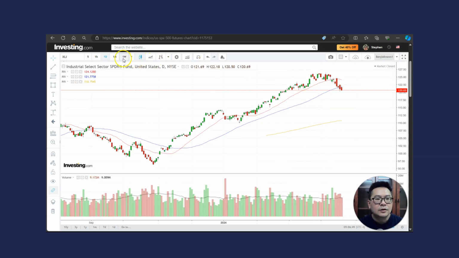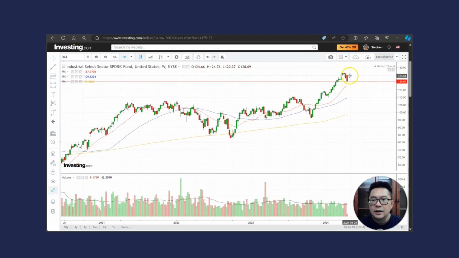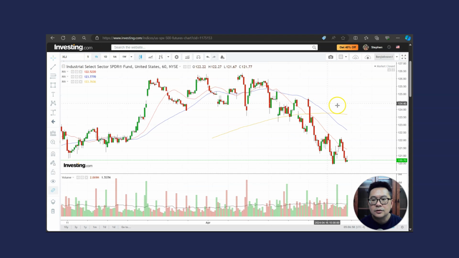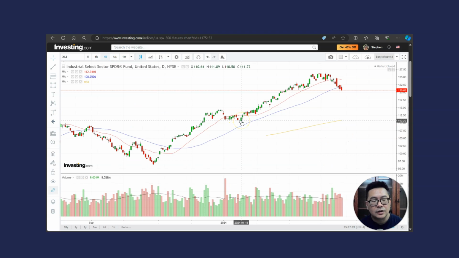XLI, which are the industrials, weekly chart shows that it has made all-time highs going up, but now it's in a correction, and it's trying to find support in this area at the 50 MA, but this is also not a good time to buy industrials yet, unless a double bottom forms in the 60-minute chart and it goes back above the 50 MA.